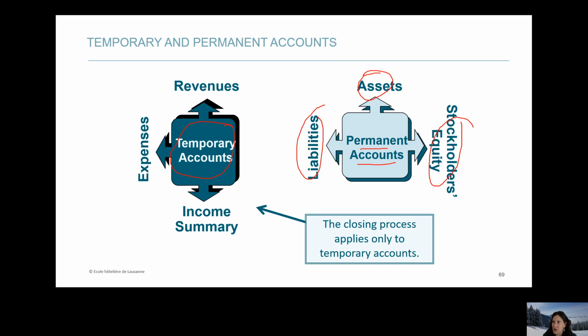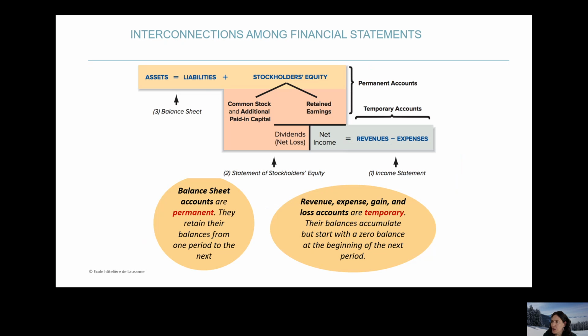And what are the temporary accounts? They are here. You have revenue accounts, expenses accounts. These are income statement accounts. And you have here a new account, the income summary account, which you're never going to see in the financial statements because this new account, income summary, is only used for the closing process. So as I've just said, the revenue, expenses, gains, and loss accounts are temporary accounts. And the balance sheet accounts, asset, liabilities, and stockholders' equity accounts, are permanent accounts, and they retain their balances from one period to the next period.